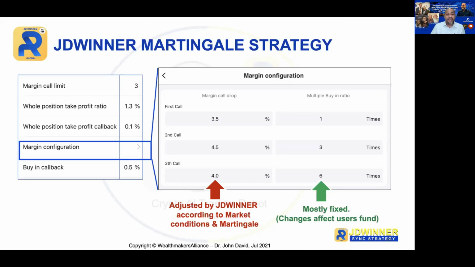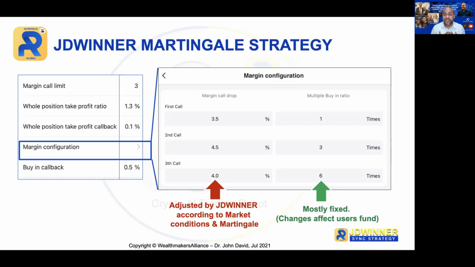Please understand that. Then we have the buy callback. I will explain that the buy callback is only for a declining market, not for an uptrending market. Now, if you look into the margin call and click the margin configuration, you will see the detail, as I mentioned earlier. You have the first call, the second call, the third call. Please understand, the margin call drop I will be adjusting according to the market condition and the Martingale strategy, so you don't need to worry. Sometimes you may see that I have changed the setting because I am studying the market. When the market is declining or volatile, the setting has to be different.